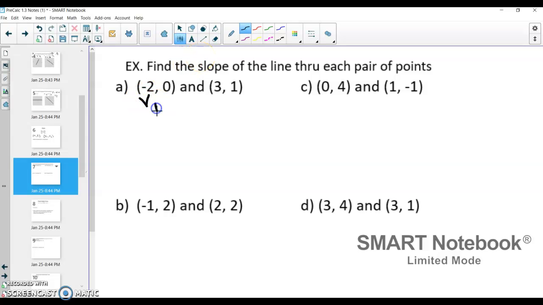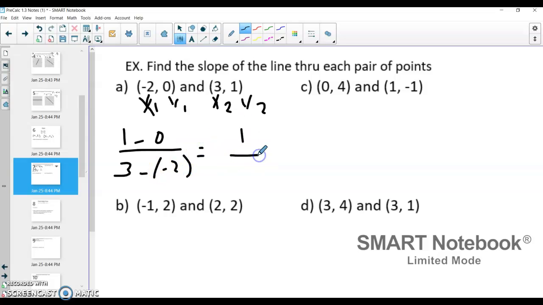This would be your x1, this would be your x2. Sorry, that needs to look more like an x. This would be your y1, this would be your y2. Same thing with all of them in this case, and then you can use that slope formula. So you can do 1 minus 0 over 3 minus a negative 2. That would give you 1. 2 negatives make a positive, so that's actually 3 plus 2, which is 5, and I'd have a slope of 1/5.